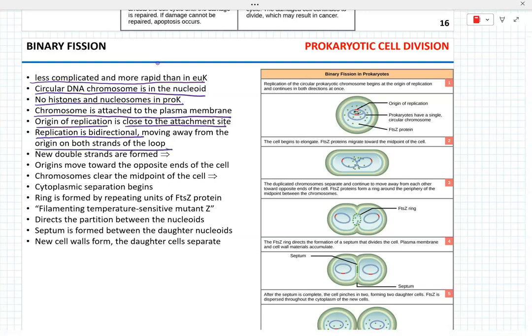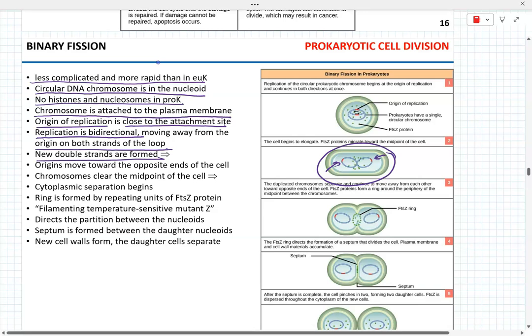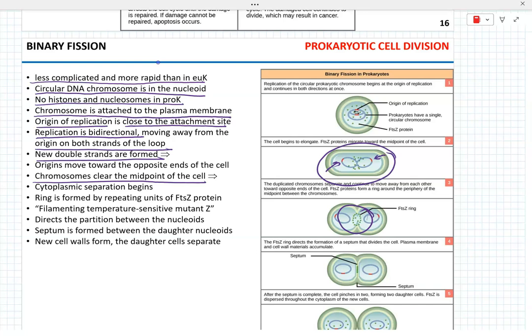which means replication forks move away from the origin of replication on both strands. It results in the formation of two new double strands, and the origins, marked red on this image, move towards the opposite poles of the cell. Once the chromosomes clear the midpoint, the cell starts the separation of the cytoplasm.